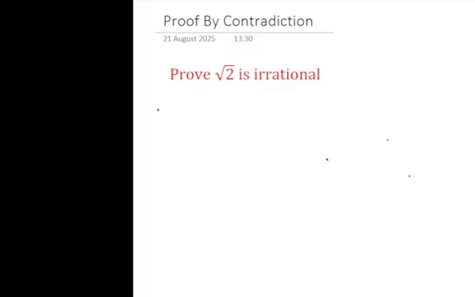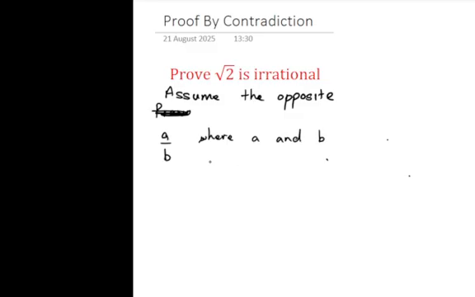Now the main thing here is that when we do a proof by contradiction, we assume the opposite. So in this case, we're going to assume that root 2 is a rational number. Now we're going to take a little look at the definition of a rational number. The definition of a rational number in this case is that it can be put as a fraction, a over b, where a and b are integers with no common factors.